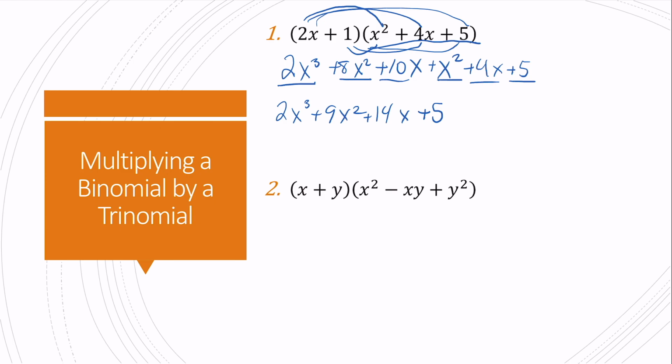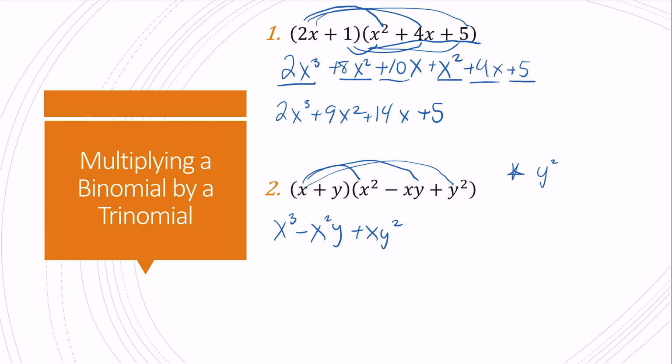Last example of multiplying by a binomial is we are going to have x plus y times x squared minus xy plus y squared. And this is something really special is going to happen here that we'll see more of in chapter 5. So I'm going to take x times x squared, that gives me an x cubed, x times a negative xy, that gives me a negative x squared y, x times y squared, that gives me a positive xy squared.